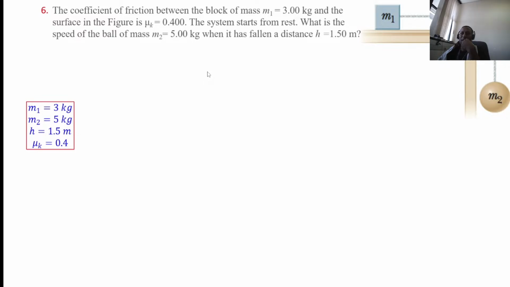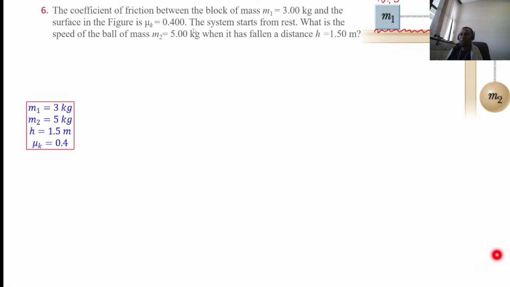This one says, the coefficient of friction between the block of mass M1 and the surface is this much. Meaning, this guy is actually not smooth. This one has got a roughness. Yeah? It's rough. And then it says the system starts at rest. Oh, good, thank you. V initial is equal to 0.